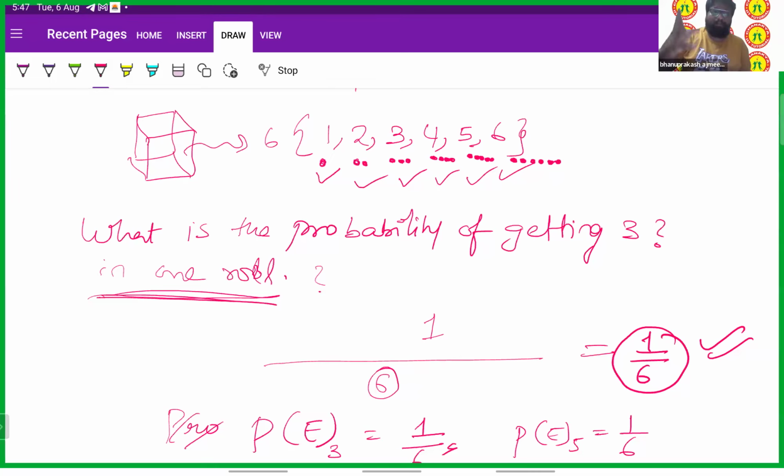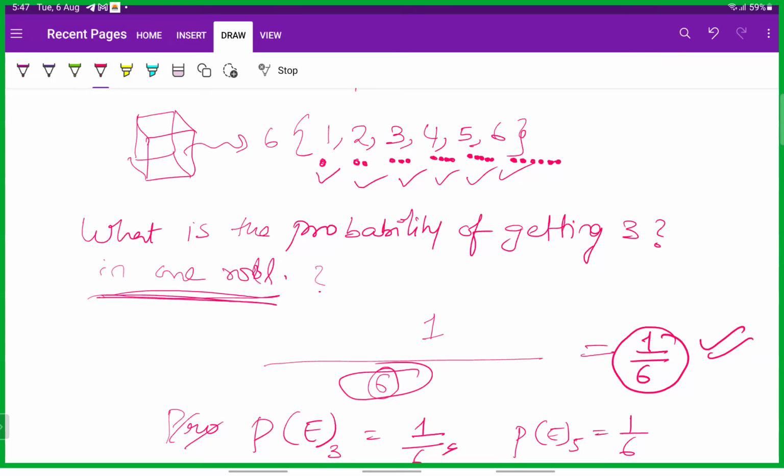So what is the probability? Suppose you throw six times, since there are 6 numbers, 6 numbers will come. The total number of outcomes is 6 times we are throwing. It might come two times also. We don't know. But 3 will come one time. Okay. Are you getting my point? Yeah. So you have gone through some other question where it is mentioned as 4 by 6, 5 by 6.